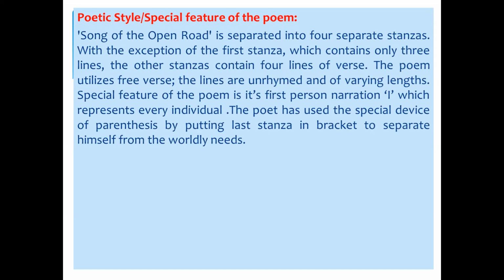Song of the Open Road is separated into 4 separate stanzas, with the exception of the first stanza, which contains only 3 lines. The other stanzas contain 4 lines of verse. The poem utilizes free verse. The lines are unrhymed and of varying lengths. Special feature of the poem is its first person narration, I, which represents every individual. The poet has used the special device of parenthesis by putting the last stanza in brackets to separate himself from the worldly needs.